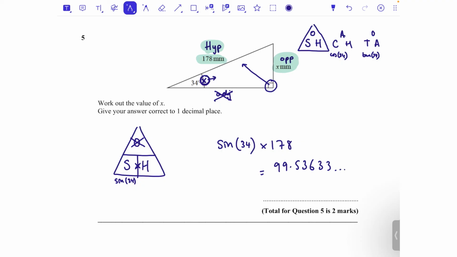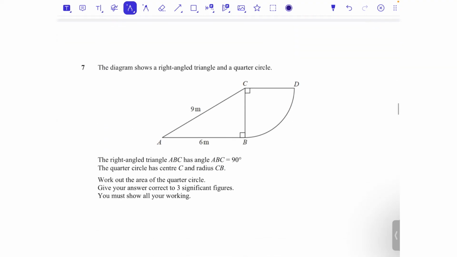99.53633. I always like to write what is on my calculator to a good few decimal places, and then I'll round it on the answer line. So it says to 1 decimal place, so that's going to be 99.5. Does that make sense? Well, yeah, it does. I don't need to put millimetres because it's x millimetres, so that's fine. The hypotenuse is 178, and that's the longest side, so I'm happy that that's a sensible answer. It's a shorter side, so there we go.